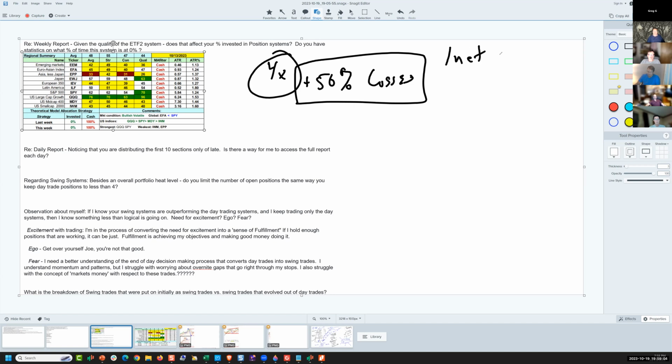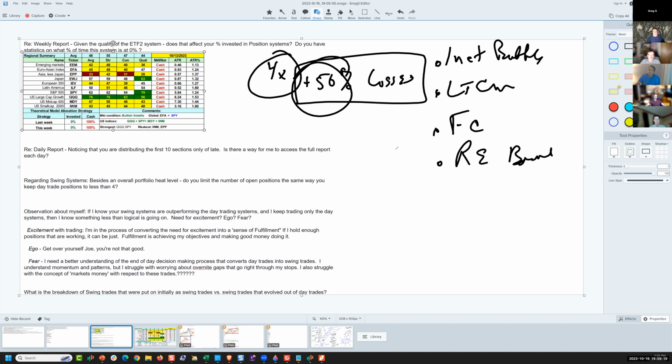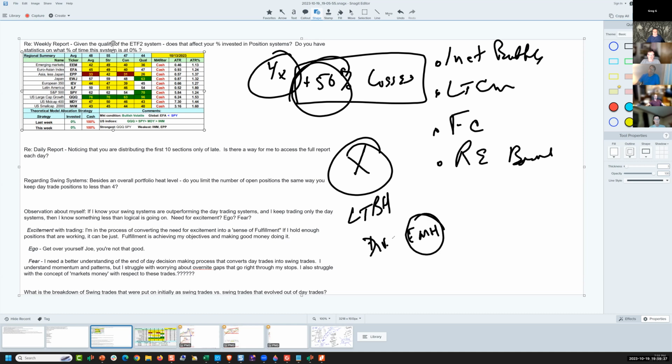The internet bubble, long-term capital management, financial crisis, and real estate bomb. Every one of those 4 events in the last 25 years has caused the S&P to lose more than 50% in a short period of time, and it blew up. Each one of them absolutely blew up long-term buy and hold, diversification, efficient market hypothesis, which is basically a load of bullshit.